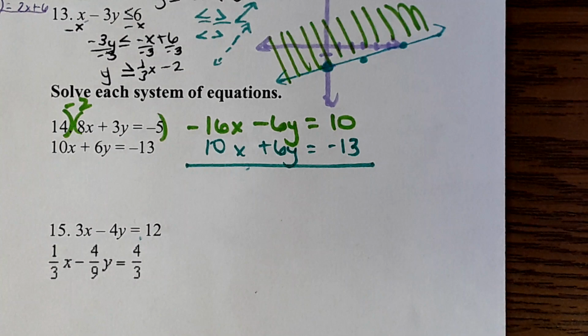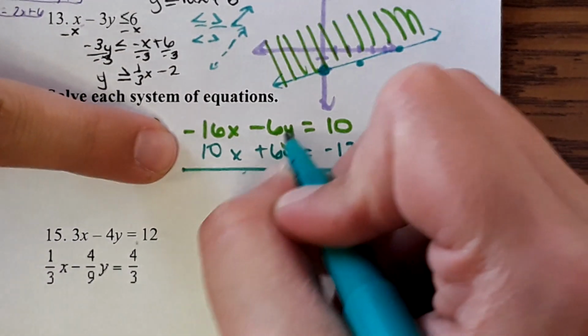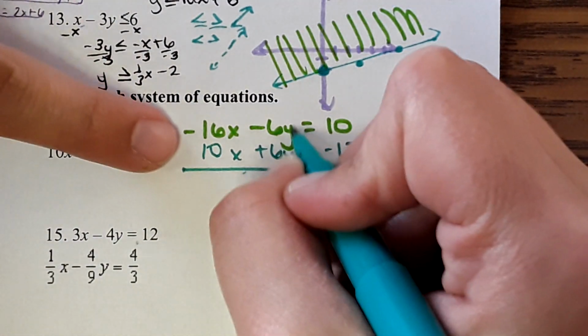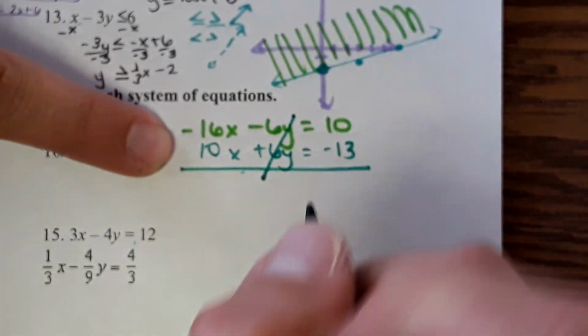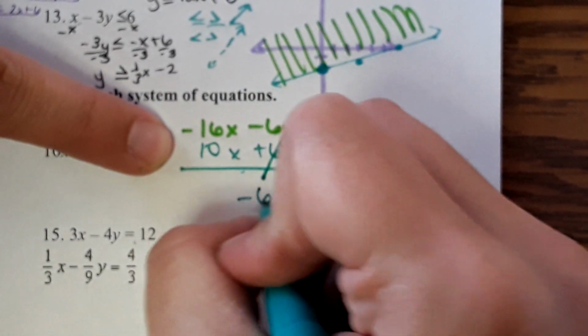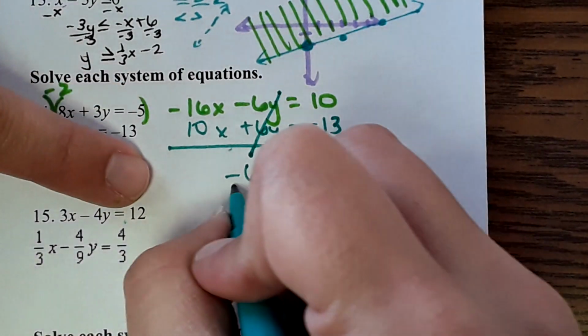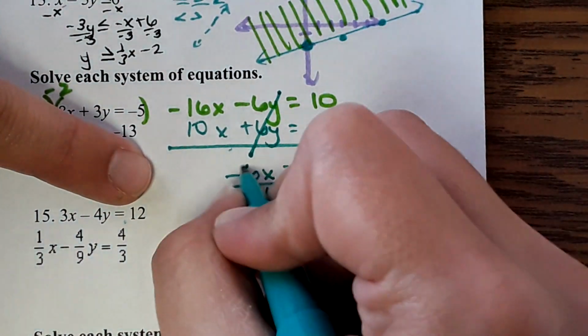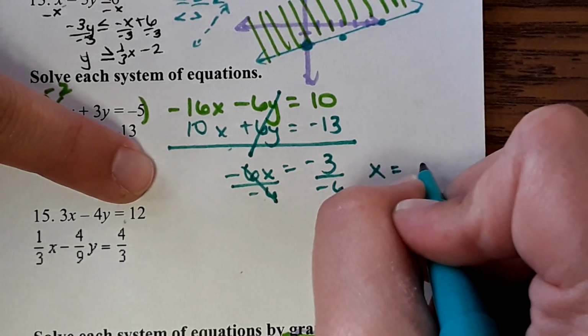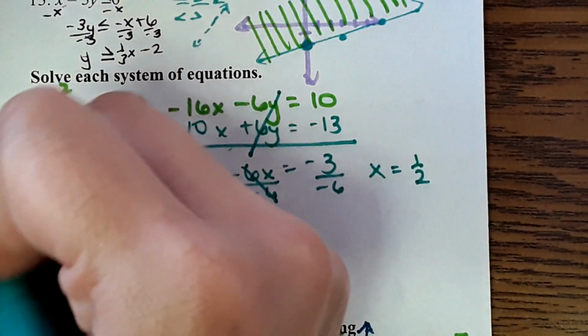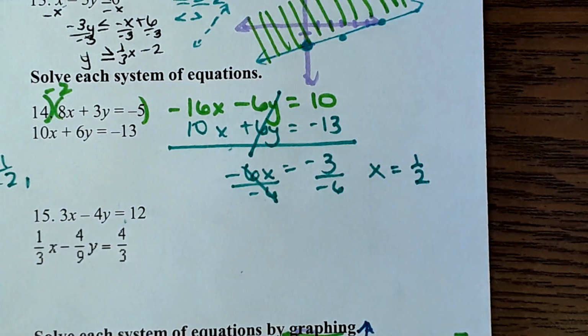Okay, so at this point, we're going to add these up. We're hoping that something cancels. Well, we made it so something would cancel. The y's will cancel. We're left with -6x equals -3. X equals 1/2. So that is one of the coordinates.